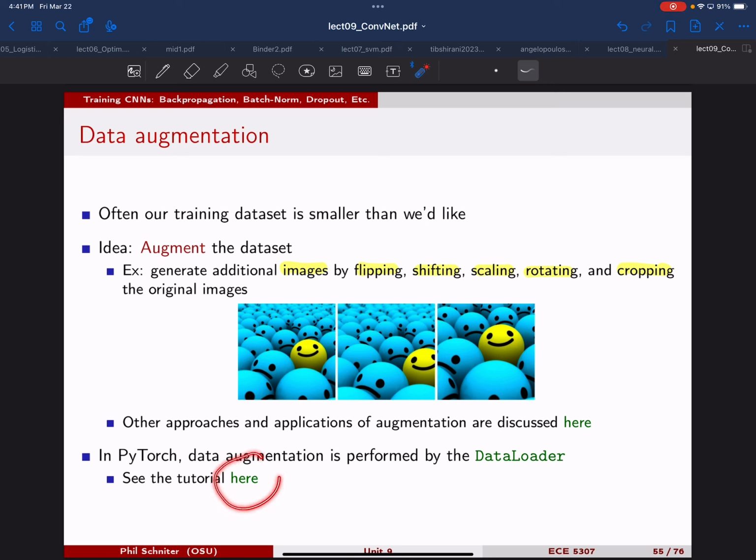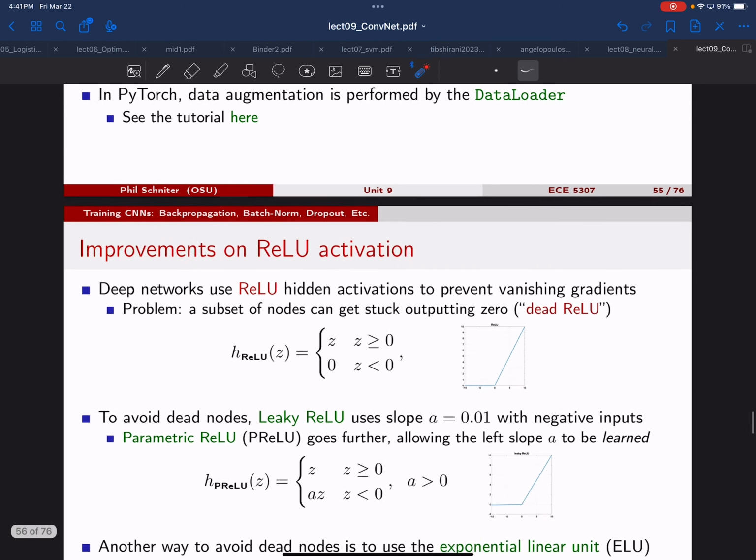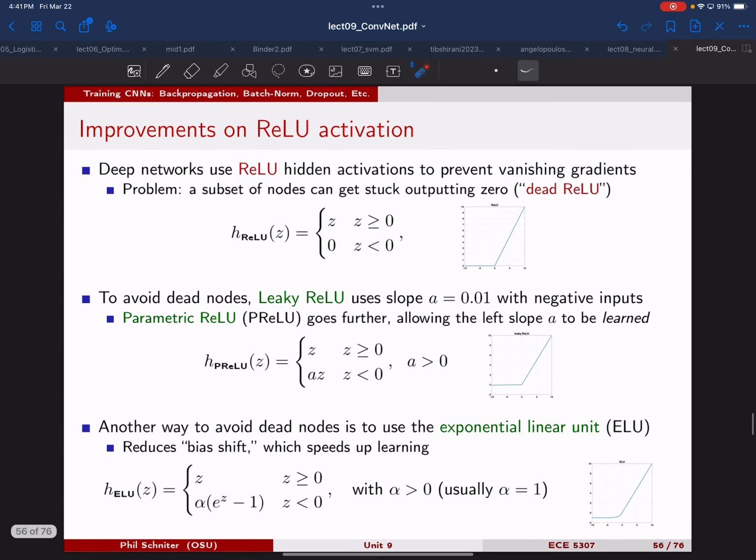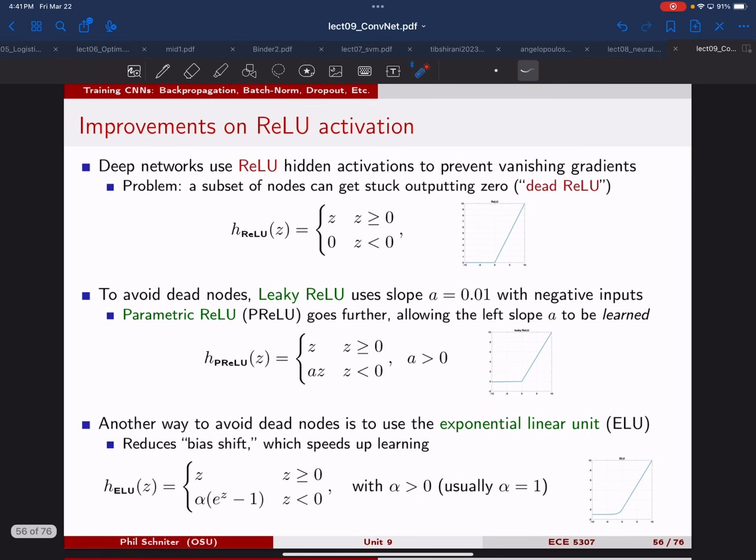There's a nice PyTorch tutorial here about how to do that. All right. Okay, so that's data augmentation. Any questions on that? All right, so here's another one. ReLU activation. So we saw before, ReLU are useful to prevent vanishing gradients.